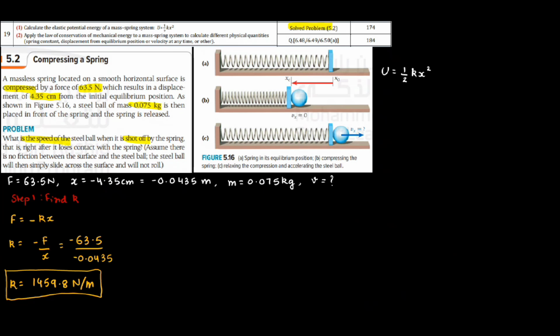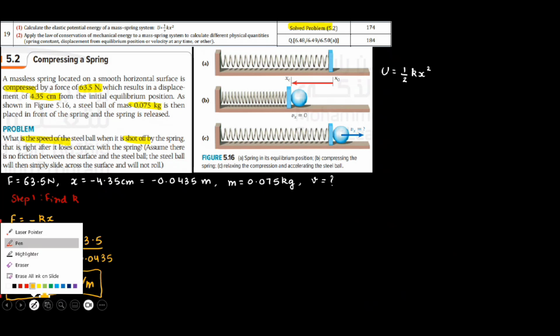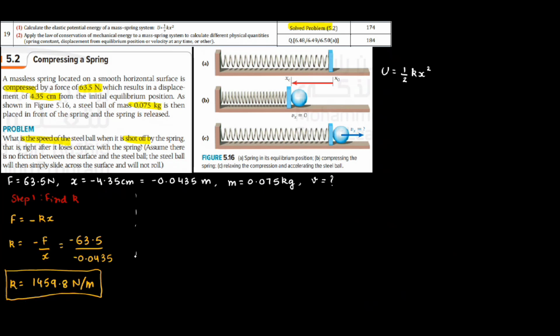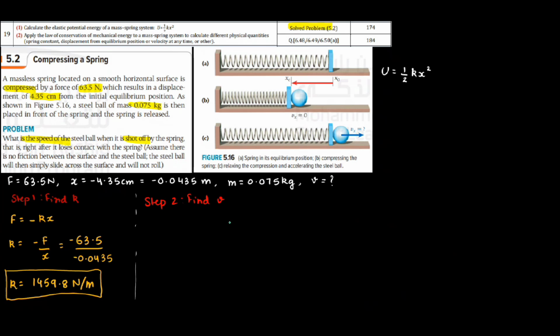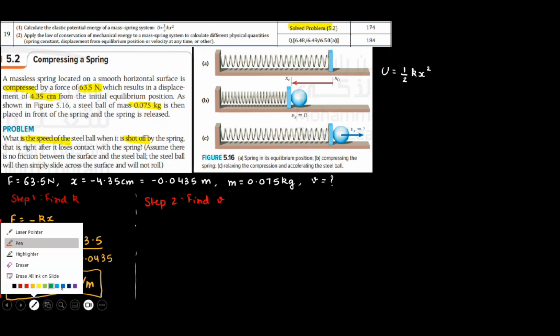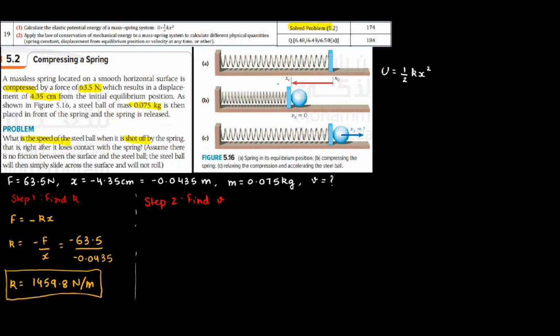Once we get the value of spring constant, now we will use the law of conservation of energy to find my speed. So I'm going to write the step 2 here. Step 2 will be to find speed using law of conservation of energy. Law of conservation of energy says that total energy at any 2 points of a system must remain the same. So let's say I'm going to consider 2 points in my question. I will call this particular region as point 1 and this region as point 2.